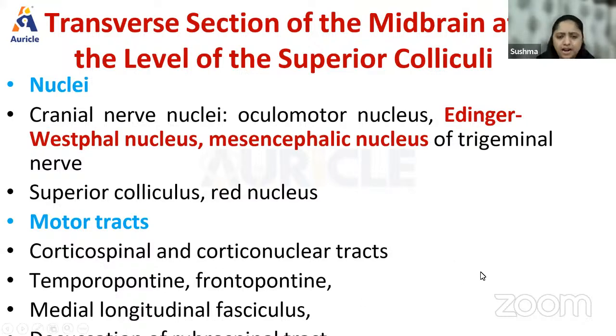Then there are some motor tracts also. You can write any tract that comes to your mind, like corticospinal, corticonuclear, temporopontine, frontopontine, MLF, and so on and so forth. You can write any tract that comes to your mind.